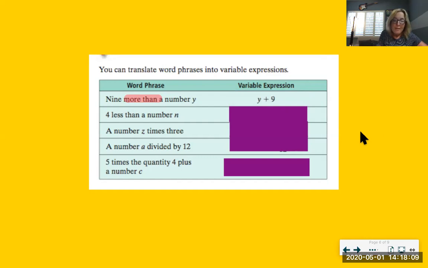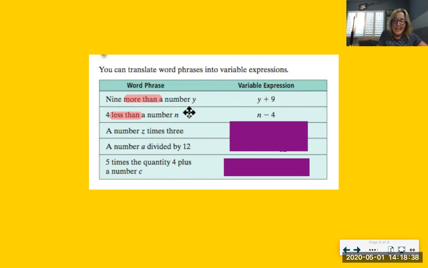On the second one, 4 less than a number n, 4 being the number, n being the variable or the unknown, and less than means that we are subtracting. So here the order does matter, right? Because n minus 4 and 4 minus n are not going to give you the same result. 4 is less than n. That means you're starting with n and then subtracting 4.